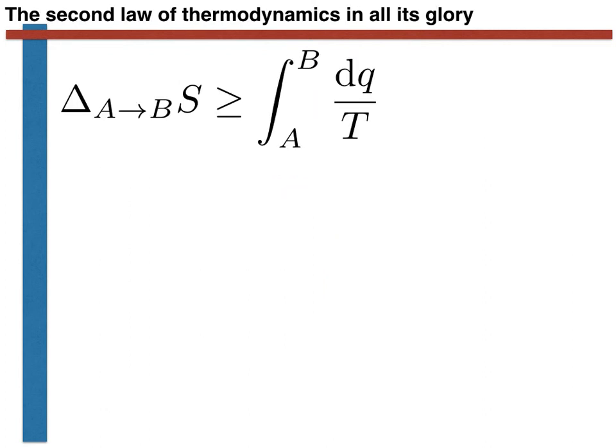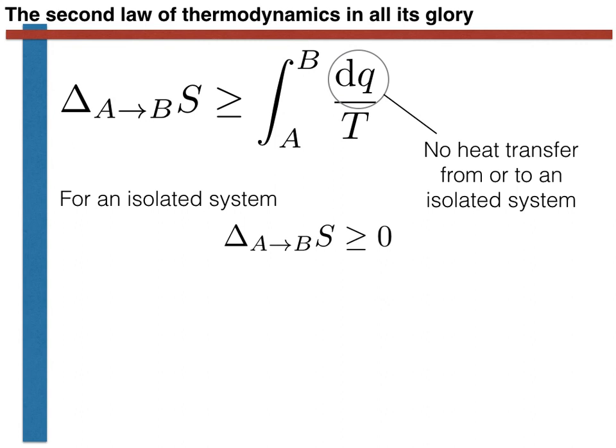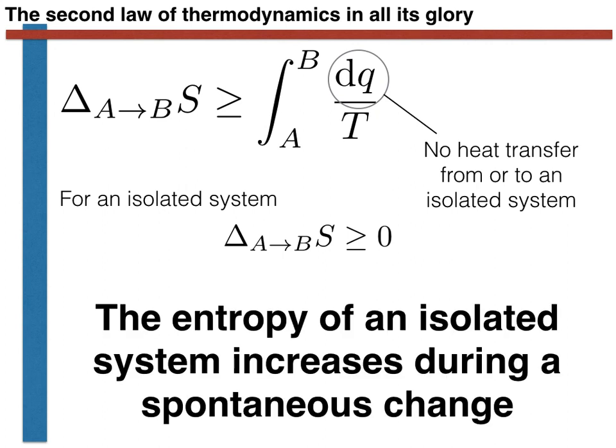In summary, the main result from this video is the statement of the second law that we have arrived at here. If we consider an isolated system which does not exchange heat with its surroundings, we can set the right-hand side of this inequality equal to 0. We thus arrive at a perhaps more familiar statement of the second law of thermodynamics. We can express this in words rather than mathematical symbols as follows. The entropy of an isolated system increases during a spontaneous change.